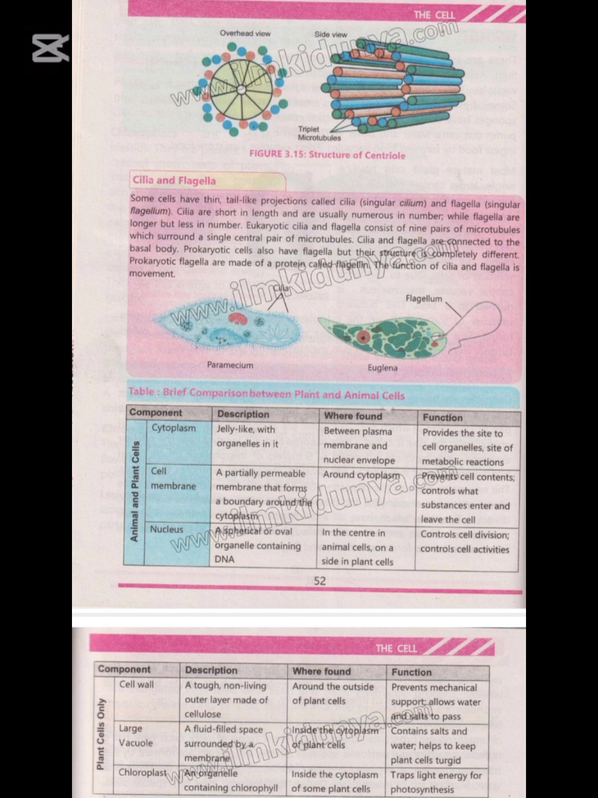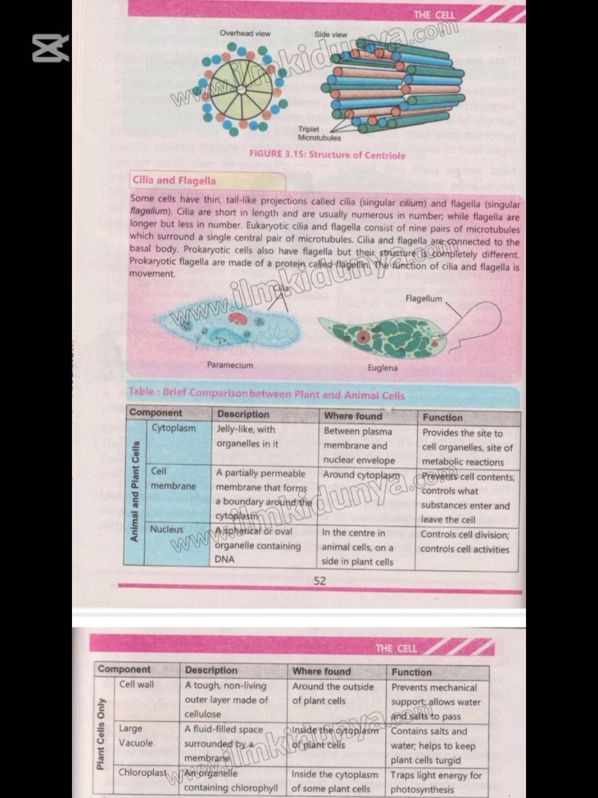After that, we have the cell membrane, and it is a semi-permeable membrane, and it bounds the cytoplasm. It covers the cytoplasm. After that, where is it found? It is found around the cytoplasm. Its function is to control substances that enter or leave the cell. That is the main function of the cell membrane.